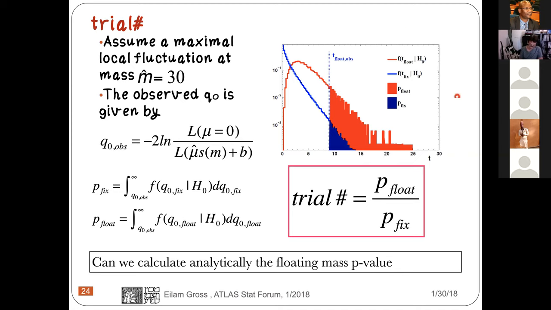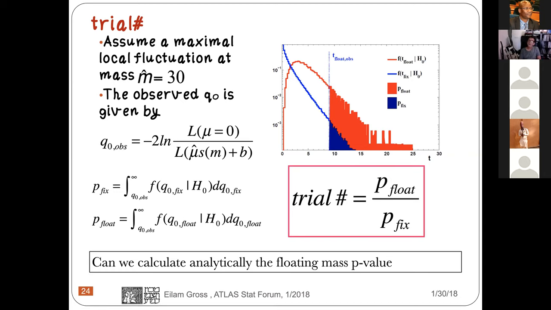Does anybody have a question about this figure here, the difference between the red and the blue, and the meaning of the trial number? And why is the trial number always bigger than one? And what is P float and what is P fixed? Well, isn't the trial number always going to be bigger than one because P float is always bigger than P fixed? Then, yeah.